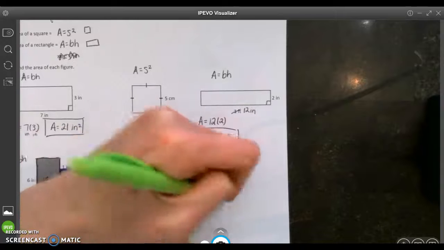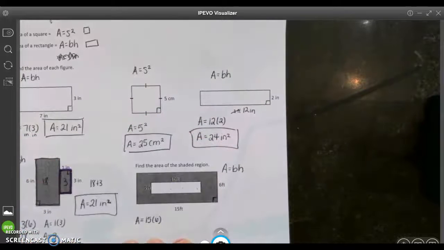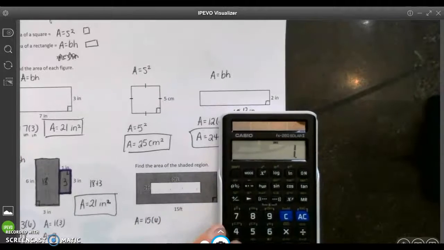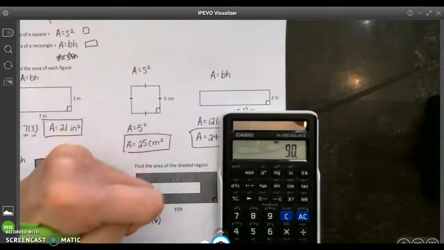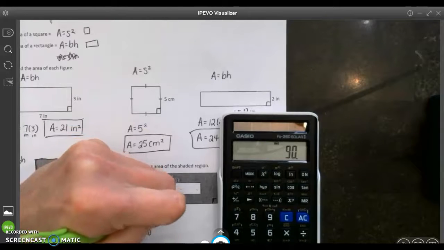So I'm going to do area of the big figure. 15 is the base. 6 is the height, because there's my right angle. And that one I don't know off the top of my head. 15 times 6 is 90. So that area is 90. So this is of the big rectangle.